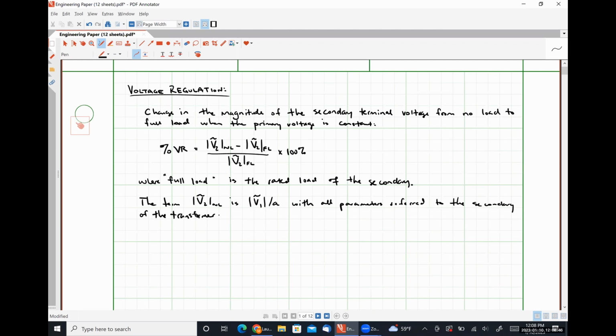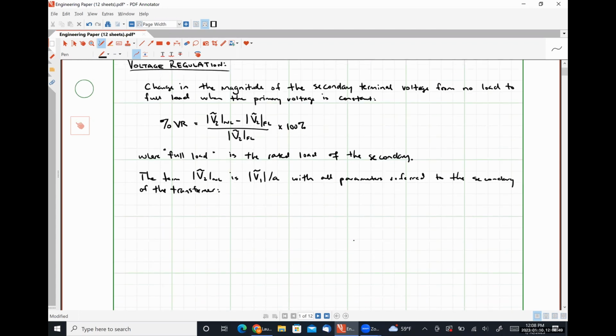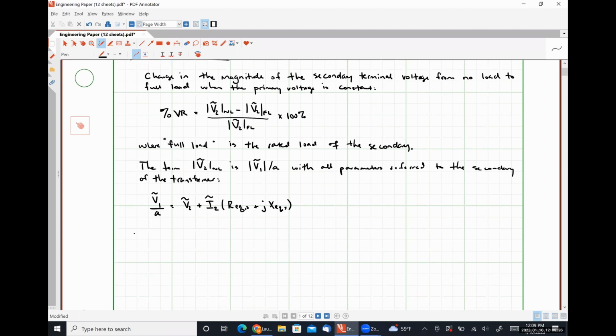of the transformer, and using this relationship, we can then say that the quantity V1 over A, now this is not the magnitude of it, we'll use that in a minute, is our secondary voltage plus our secondary current times REQS plus J XEQS, or our series equivalent impedance when referred to the secondary side. So let's put this expression into use.